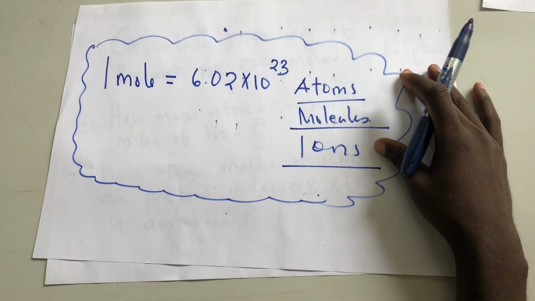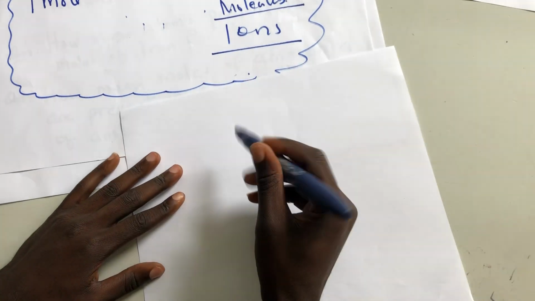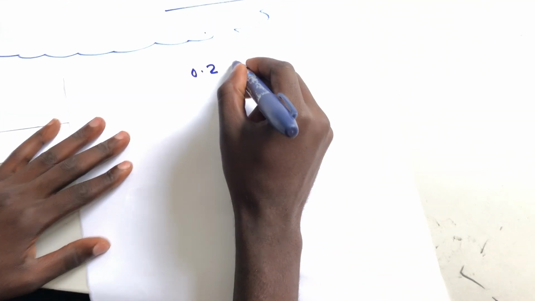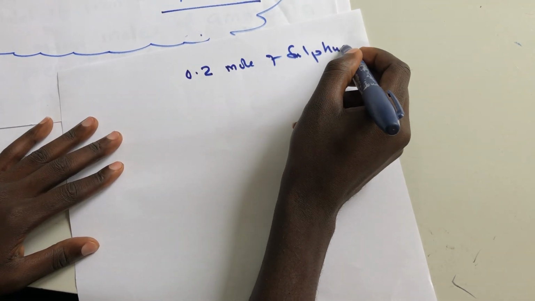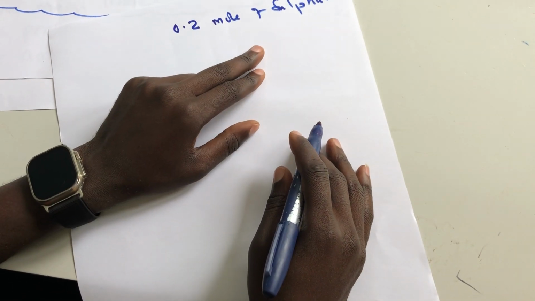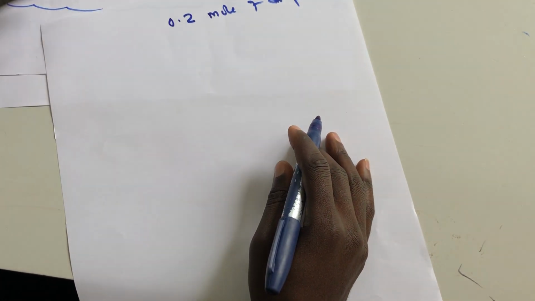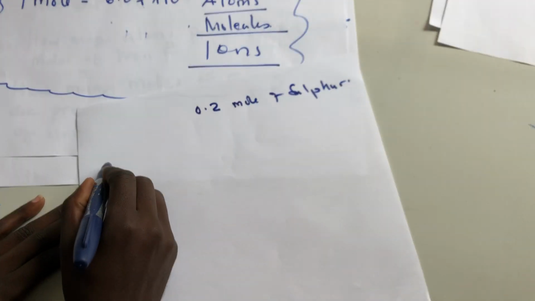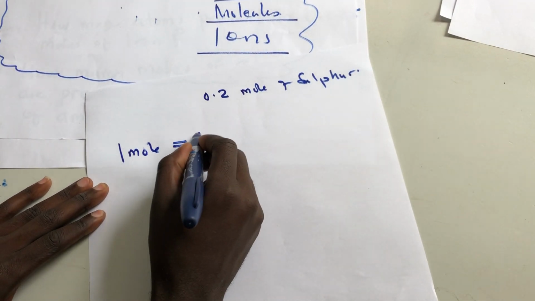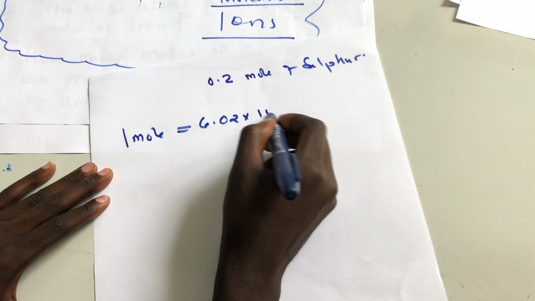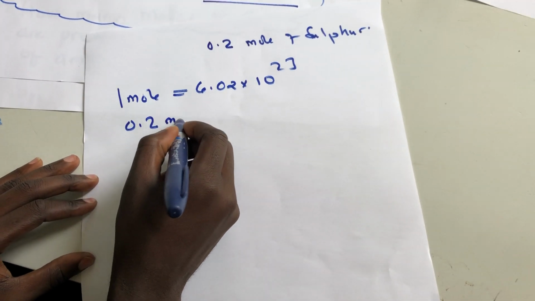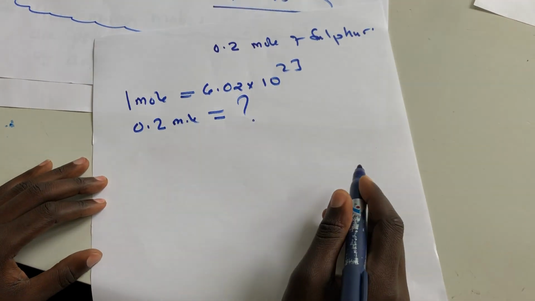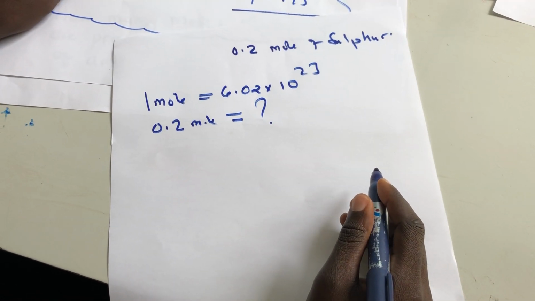Kwa mfano utaambiwa find the number of atoms present in 0.2 moles of sulfur. Find the number of atoms. So to find number of atoms, you have to come to this relationship, which is 1 mole equals to 6.02 exponent 23. What about 0.2 moles? Unapata ngapi? So this relationship it is very important.